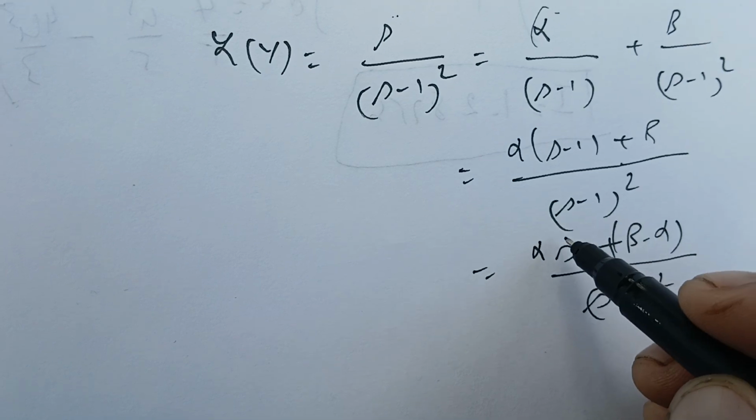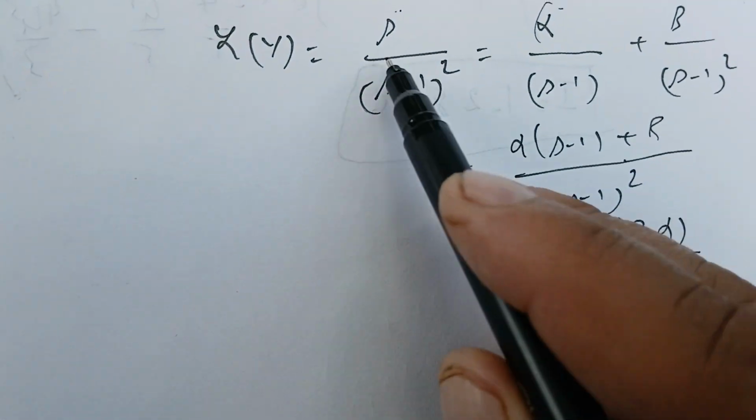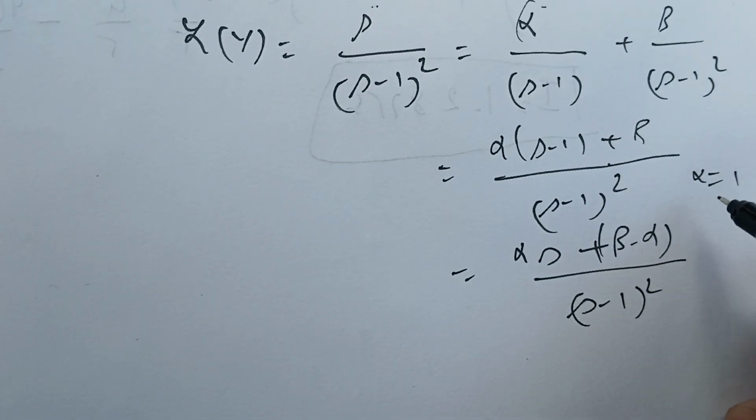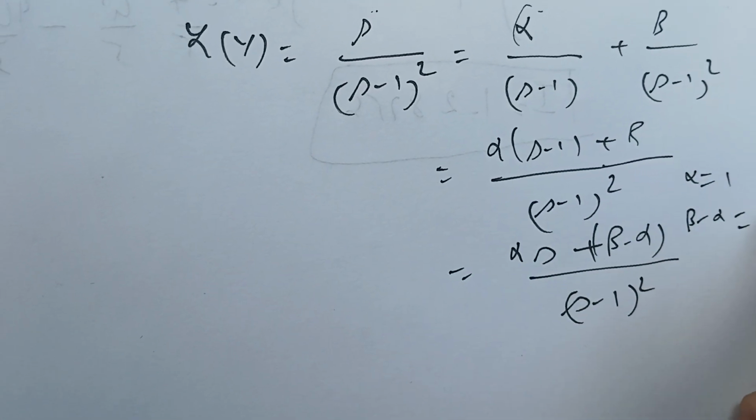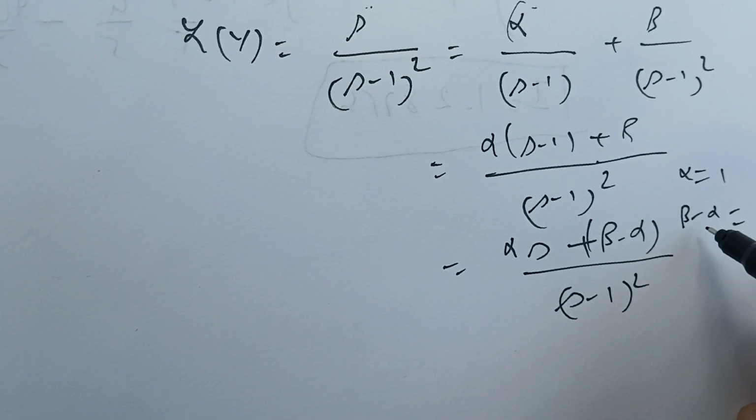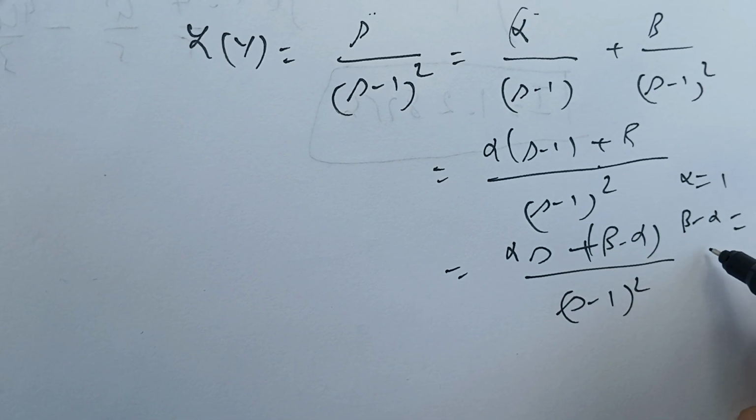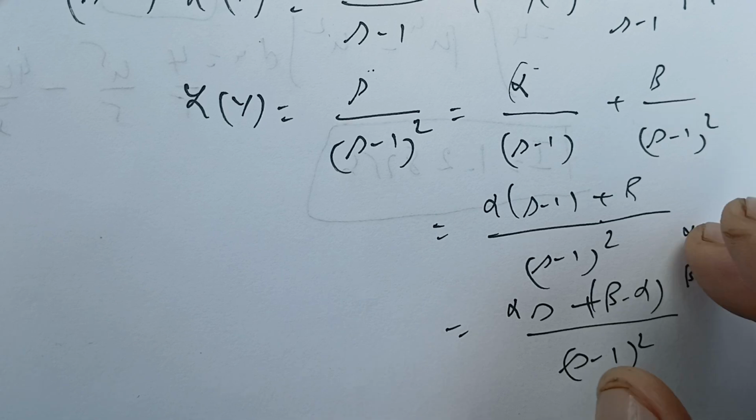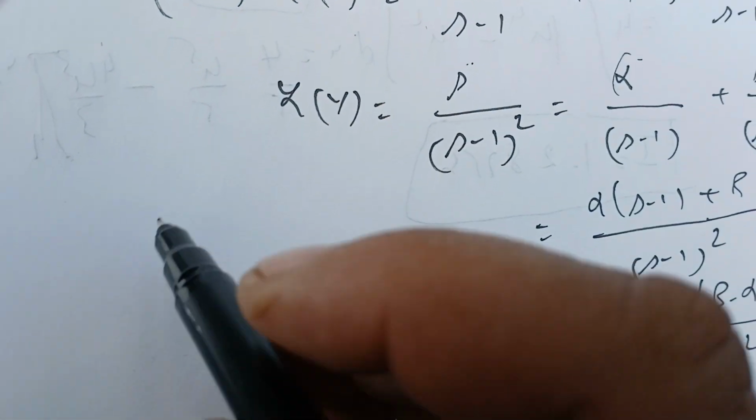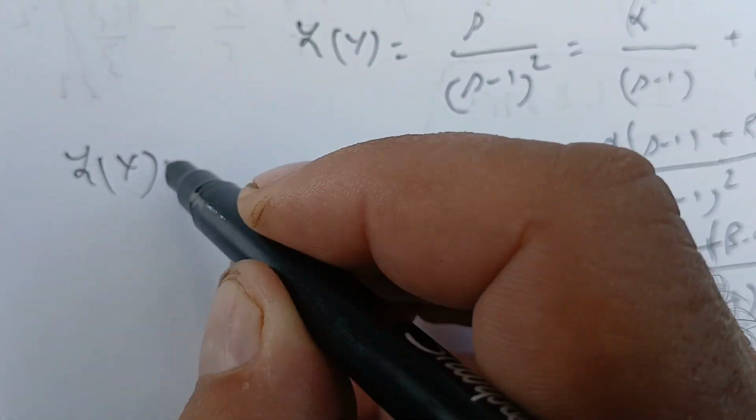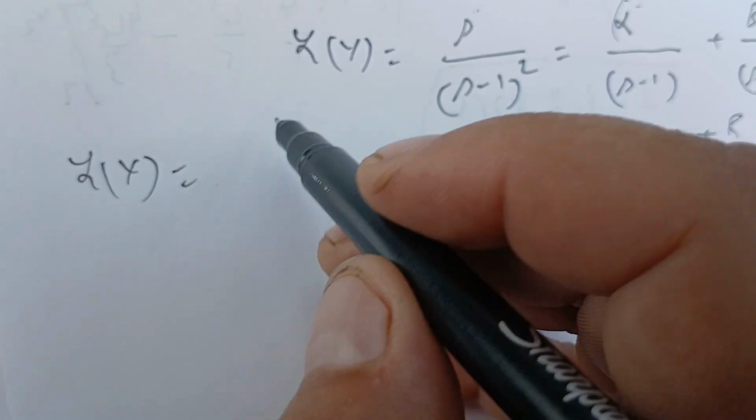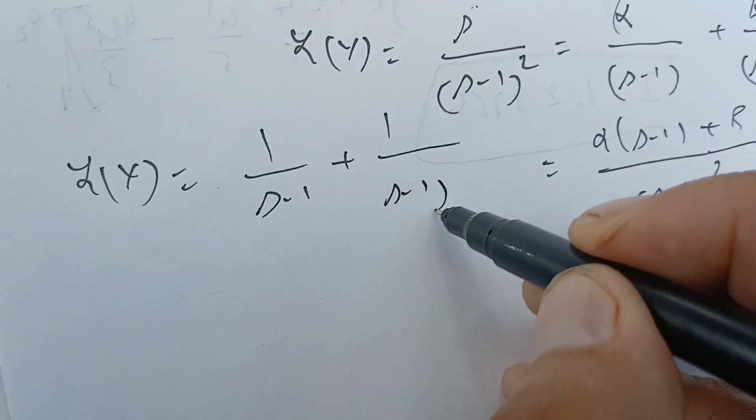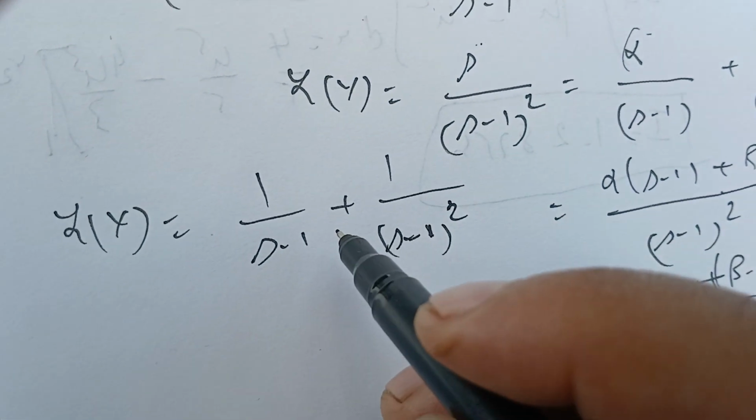So here, using identification, we get that alpha is 1, and beta minus alpha is 0. Therefore, we get that alpha is 1 and beta is 1. Okay? And this gives us that L of y is equal to 1 over s minus 1 plus 1 over s minus 1 squared.